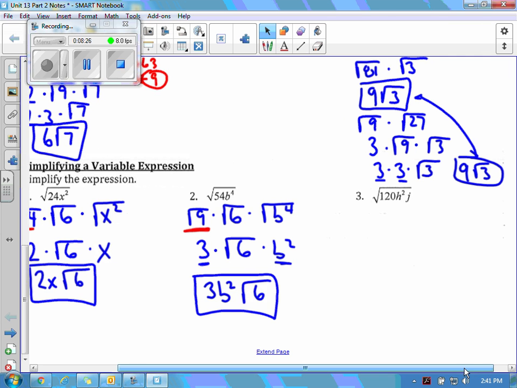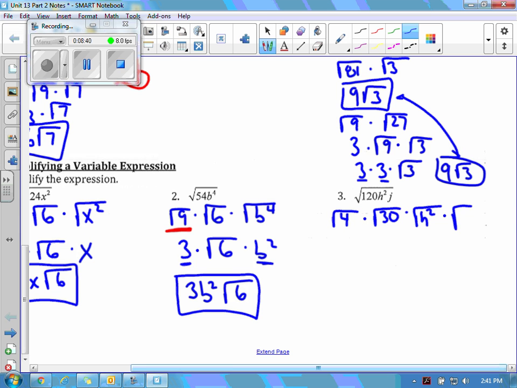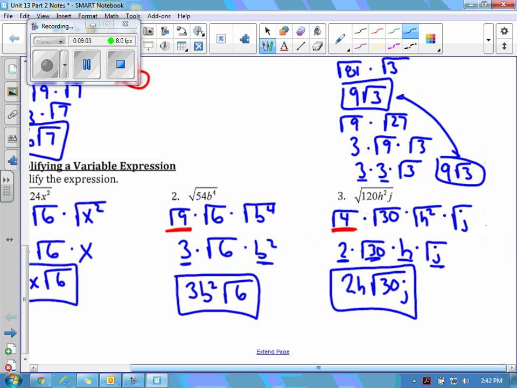Looking at our last example, I'm going to split 120 into the square root of 4 times the square root of 30. Then I have the square root of h squared and the square root of j. So now I chose 4 and 30 because I know 4 is a perfect square. So the square root of 4 is 2. There is no square root of 30. The square root of h squared is h. There is no square root of j. So 2 and h can go together because they're on the outside. 30 and j can go together because they're both underneath the radical. So that would be my simplifying.